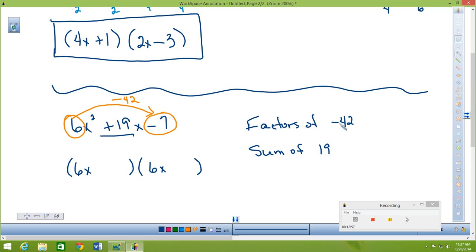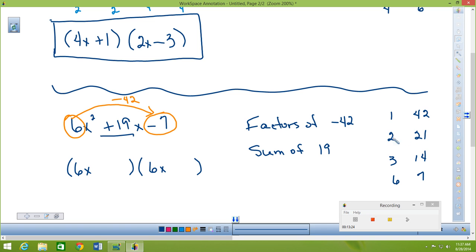Okay, factors of 42. Once again, this is negative, so one's going to be positive, one's going to be negative. So I've got 1 and 42. That's not going to cut it. I've got 2 and 21. That one looks very promising. 3 and 14. I think that's right. 4 doesn't work, 5 doesn't work, and then we've got 6 times 7, and that's the last one.